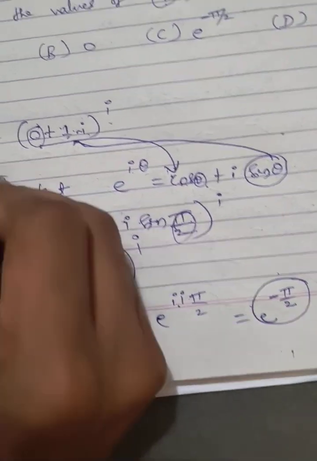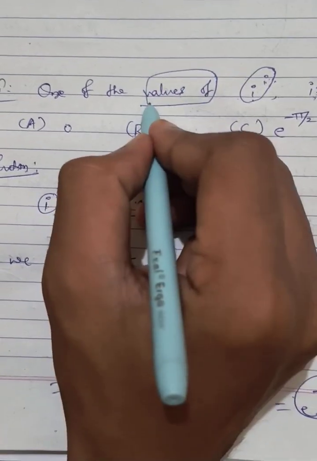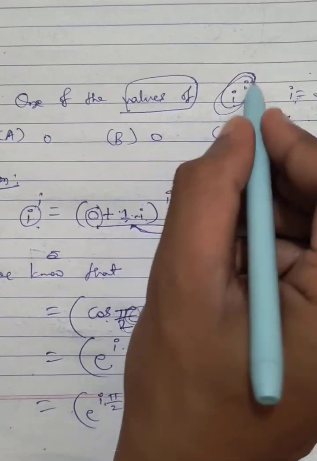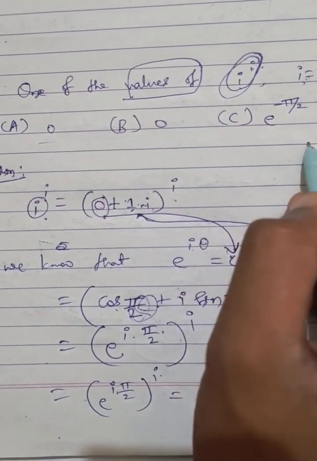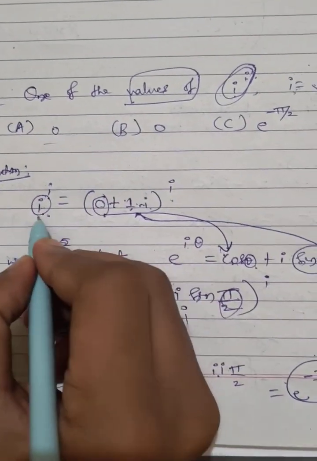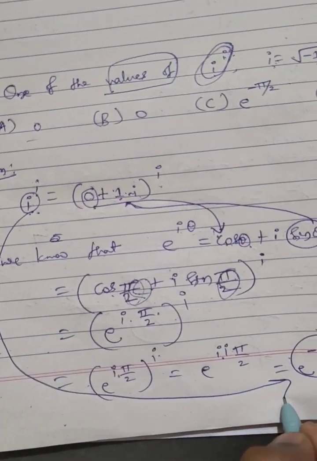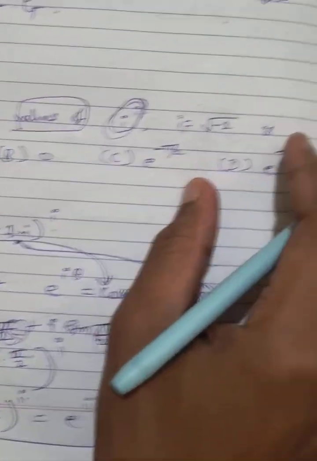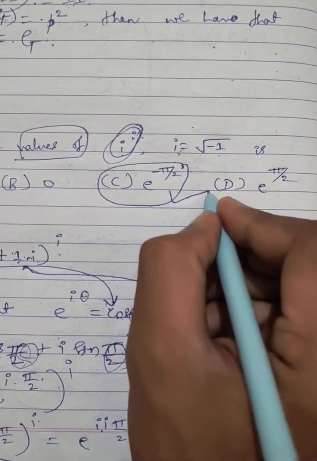So the value of this i raised to i, one of the values, is e raised to minus pi by 2. We have to find one of the values, as there are infinite values for this one. We have to find the correct value among these four options. So one of the values of i raised to i is e raised to minus pi by 2. Which option is the correct one here? That is option C. Is it clear, students? Thank you.